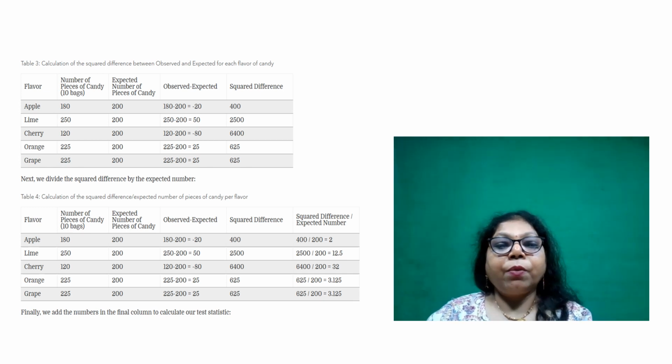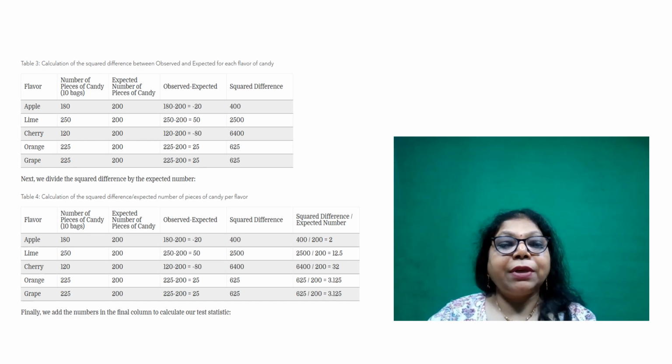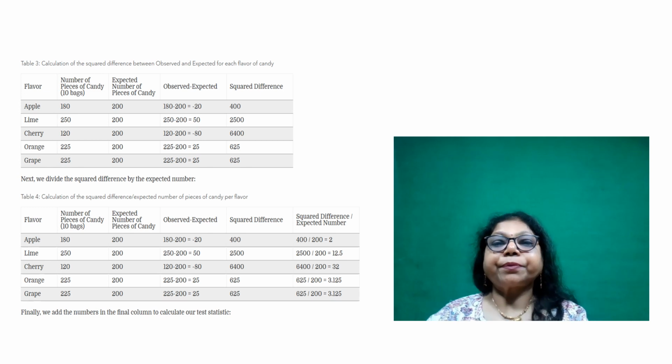Once it is squared, next we divide the squared difference by the expected number. What was the expected number? 200 for each, so we divide by 200 each and we get a value. That is our test statistic.